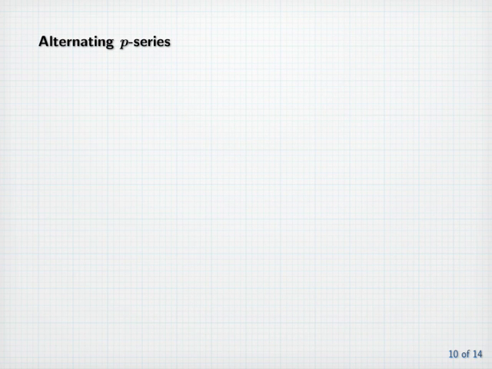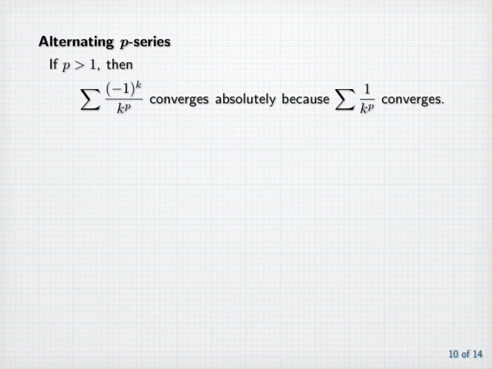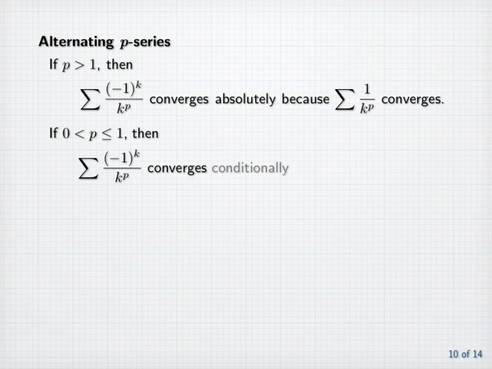Alternating p-series. If p is greater than 1, then the sum of minus 1 to the k divided by k to the p converges absolutely because the sum of 1 over k to the p converges. On the other hand, if p is greater than 0 and less than or equal to 1, then the sum of minus 1 to the k over k to the p converges conditionally because the sum of 1 over k to the p diverges.